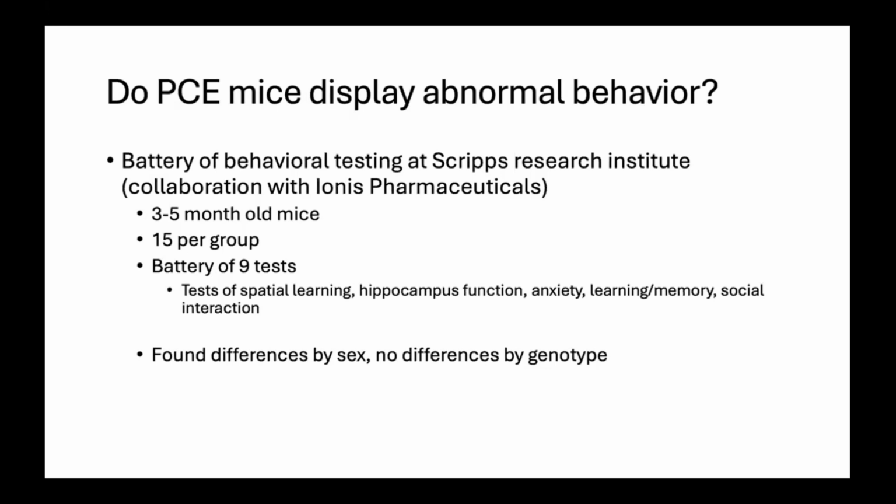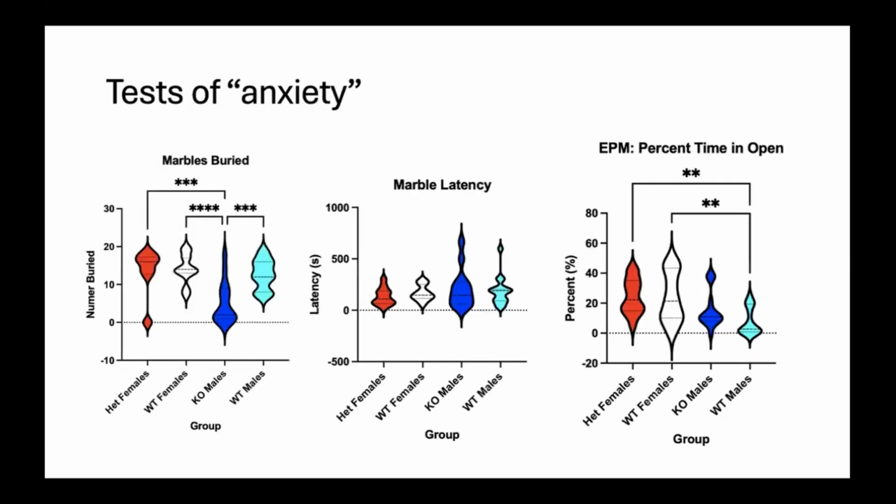And unfortunately, we found differences by sex, meaning that males and females were different from one another, but there were no differences by genotype. And so when looking at the data a little bit more closely, we look at some of these tests that were related to anxiety. So mice don't like when there's weird things in their cage. So if you put a bunch of marbles in there, the more anxious mice will be more likely. And I always put it in quotes because we don't know if the mice are anxious, right? They can't tell us what they're feeling. But this is supposed to be a marker of anxiety.